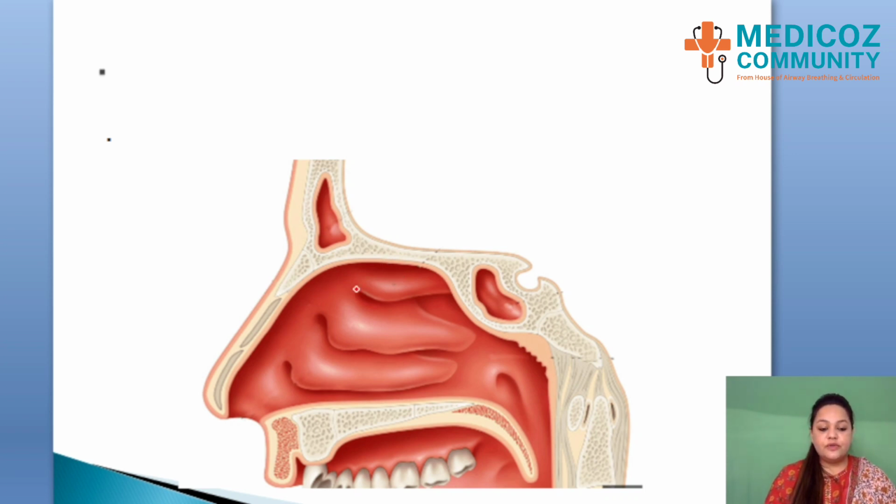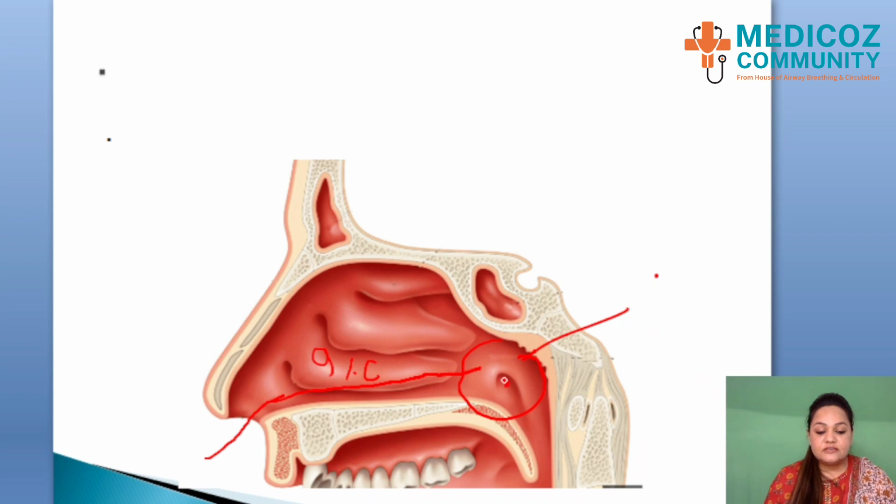Here you can see this is the lateral wall of the nose, and this is the nasopharynx. For the endoscopy, the tube will enter through this passage here and then pass like this. As soon as the tube crosses the inferior concha, it will enter into the nasopharynx. Now we will see all the features present within the nasopharynx.